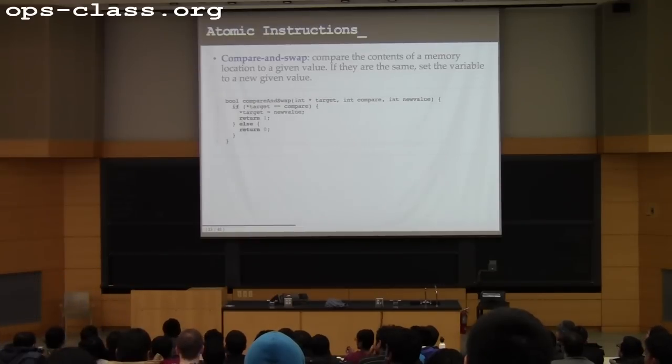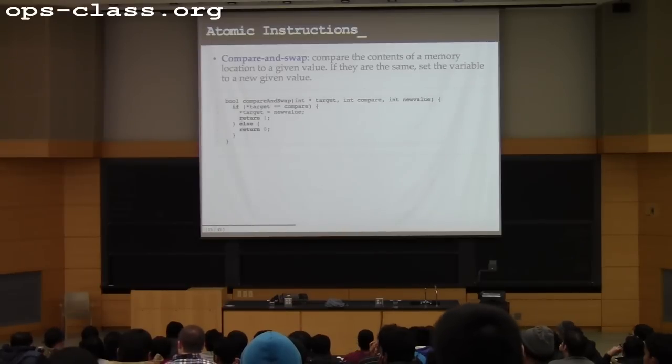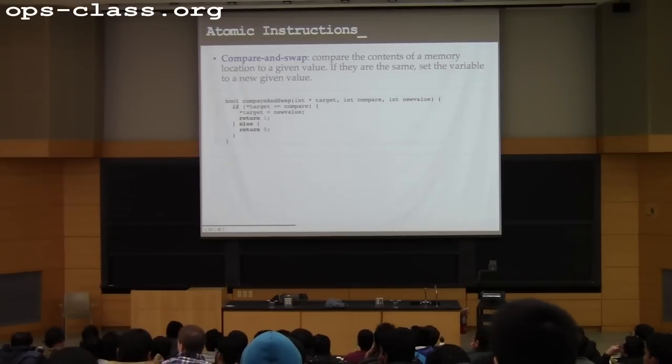So how many cores receive the value 0 after they do the compare and swap? All cores are going to send in 0, right? Because that's what they're comparing against. How many times will this instruction succeed? 4 times? Once, right? And what will the value of the variable be after this finishes executing?